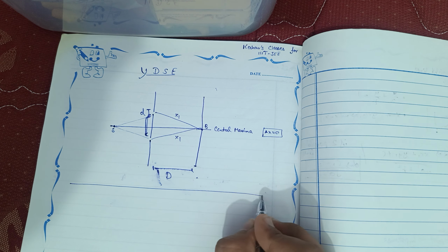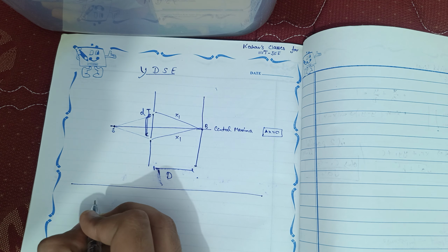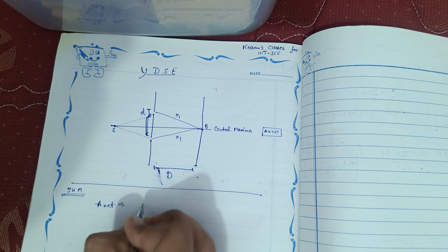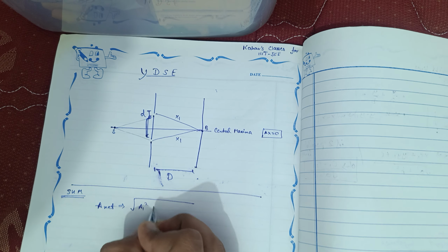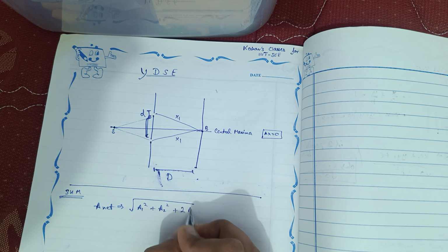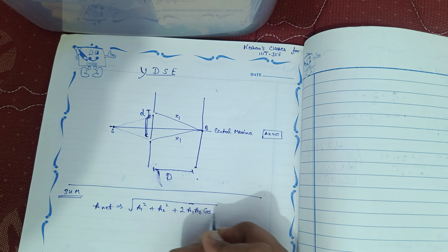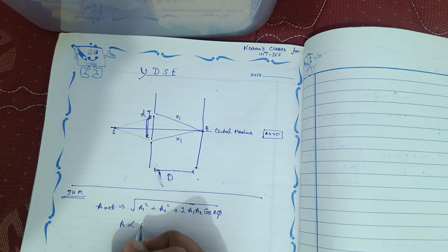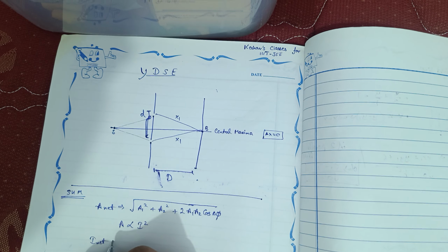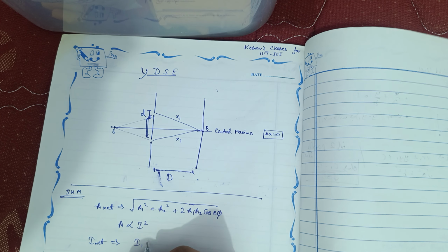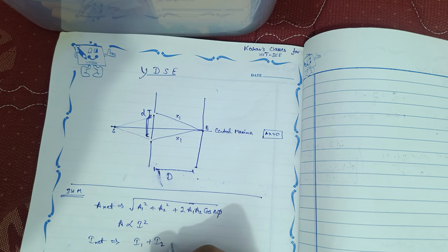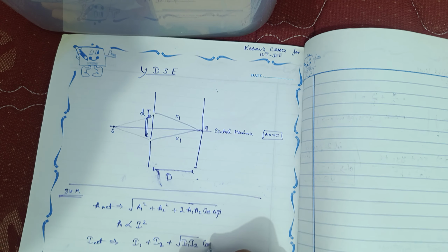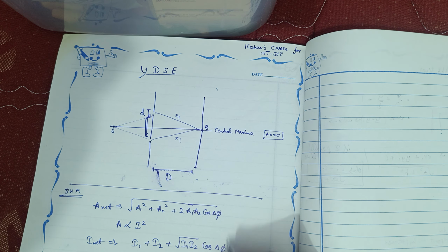And here let us understand the basic information about the intensity and amplitude. From SHM we have studied A net equals under root A1 square plus A2 square plus 2 A1 A2 cos delta phi. And we also know that A is proportional to under root I, so I net becomes I1 plus I2 plus 2 under root I1 I2 cos delta phi. Delta phi is basically the phase difference.